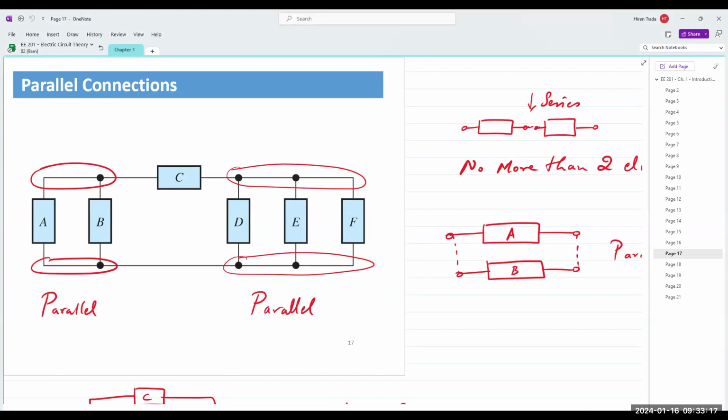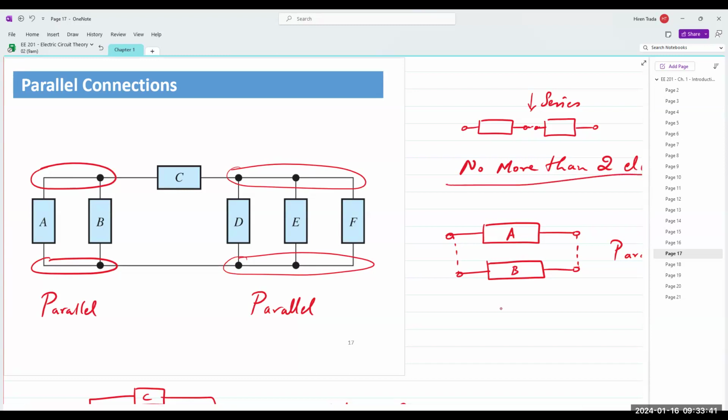So in series connections, I pointed out if you have a two-terminal element and you connect one terminal with each other, then we say that those elements are in series. The thing to keep in mind is wherever there is a connection, there should not be more than two connections.